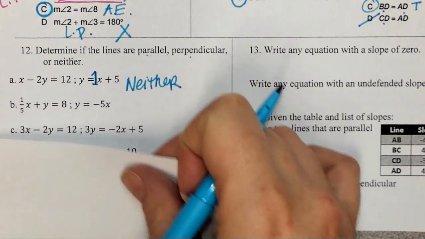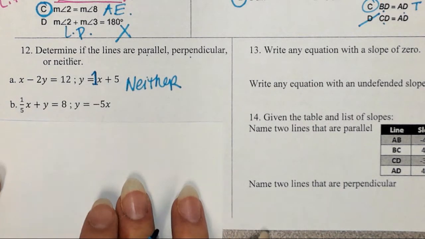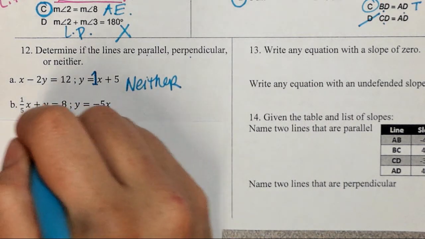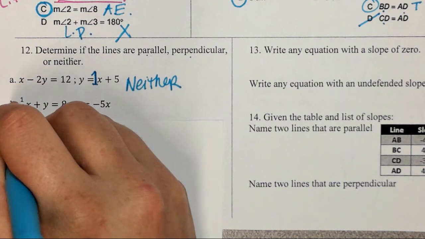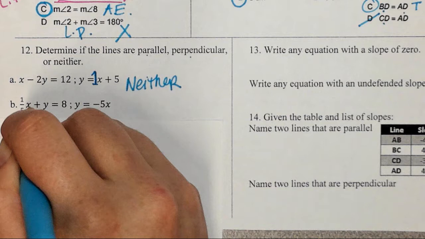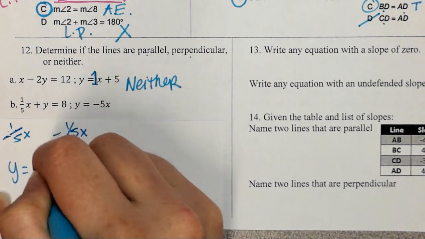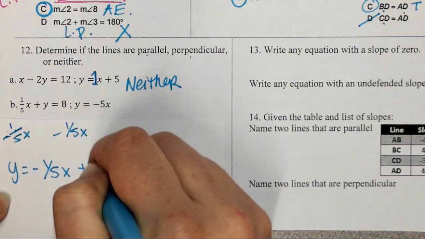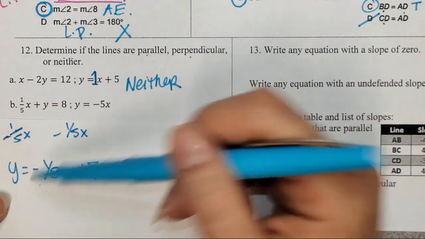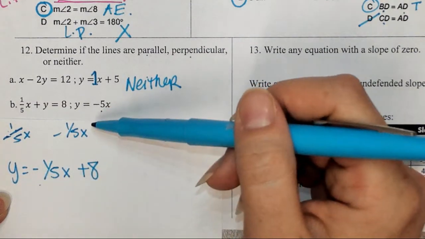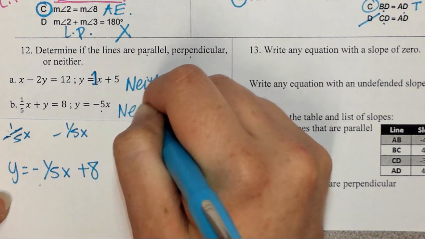All right, next one. Once again, we have this one in standard form, so we need to convert this to y-intercept form, or sorry, slope-intercept form. So let's subtract minus 1/5 x from both sides. Y is equal to negative 1/5 x plus 8. Okay. All right, another problem. Their signs are the same. If their signs are the same, they cannot be perpendicular, so that's a neither.